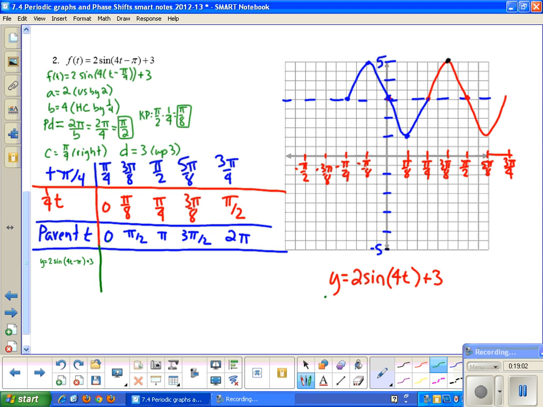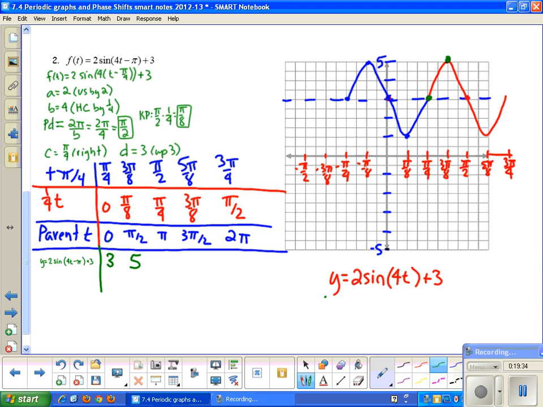The sine of 0 is 0, and 0 times 2 is 0, and 0 plus 3 would be 3. So on my graph, I should have pi over 4, 3. So if I look pi over 4, 1, 2, 3, which is this point right here, so that point checks out. And then I'm going to keep on going. When I plug 3 pi over 8 times 4 minus pi, I get pi over 2. The sine of pi over 2 is a value of 1. 1 times 2 is 2, and 2 plus 3 is 5, so I should have 3 pi over 8, 5, which is this point up here, so that checks out. And then I'm going to keep on going.